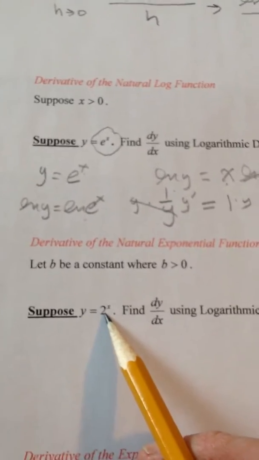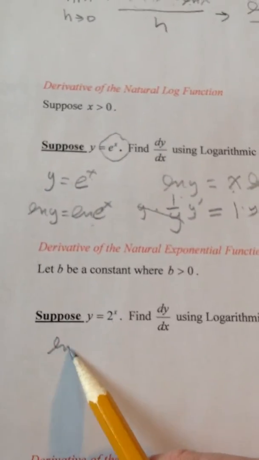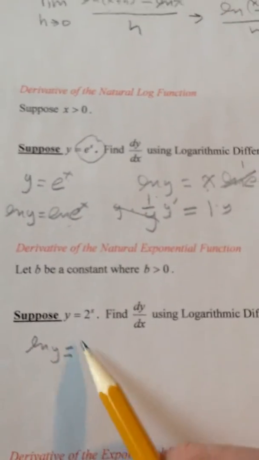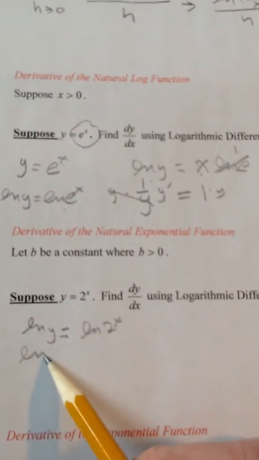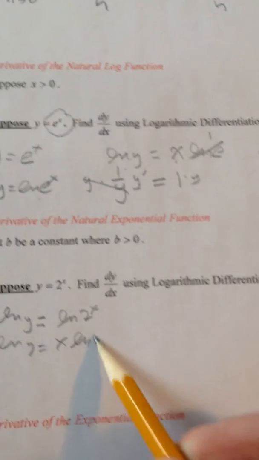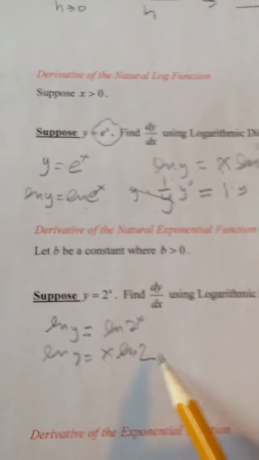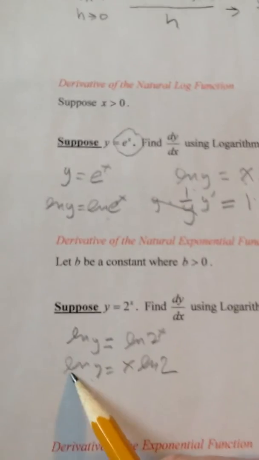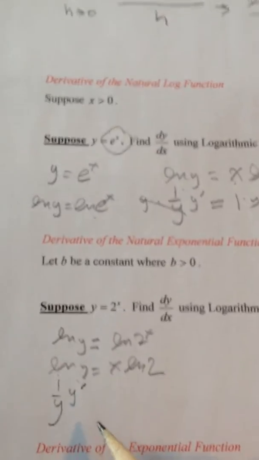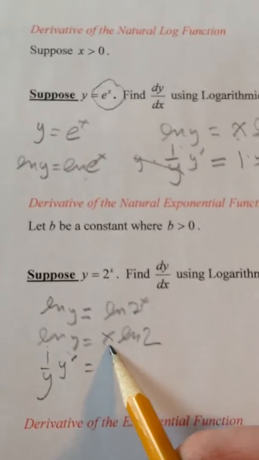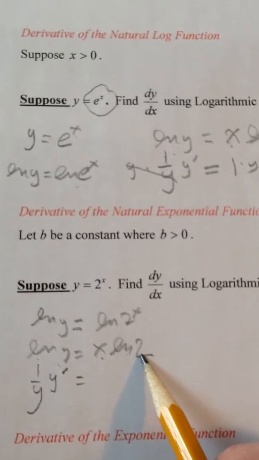We could do the same thing using any base. So instead of e to the x, if I have 2 to the x, and this would work with any base, if I take the natural log of both sides, I would get ln of y equals ln of 2 to the x. The x will drop in front. If I take the derivative of this, it's just what it was a minute ago. The derivative of ln of y is 1 over y, and implicitly, I have to tag the y prime onto it. And the derivative of x is just 1. ln of 2 is just a number. If you plug ln of 2 in your calculator, it's some crazy decimal.